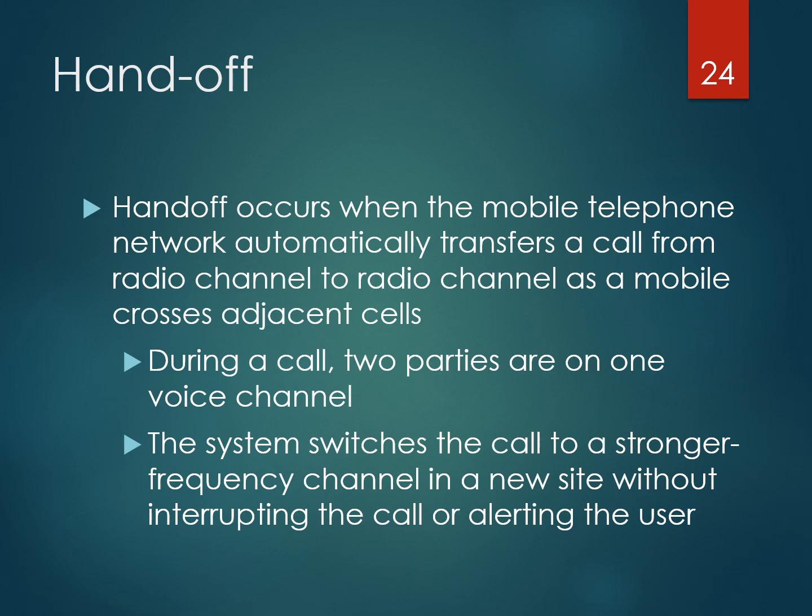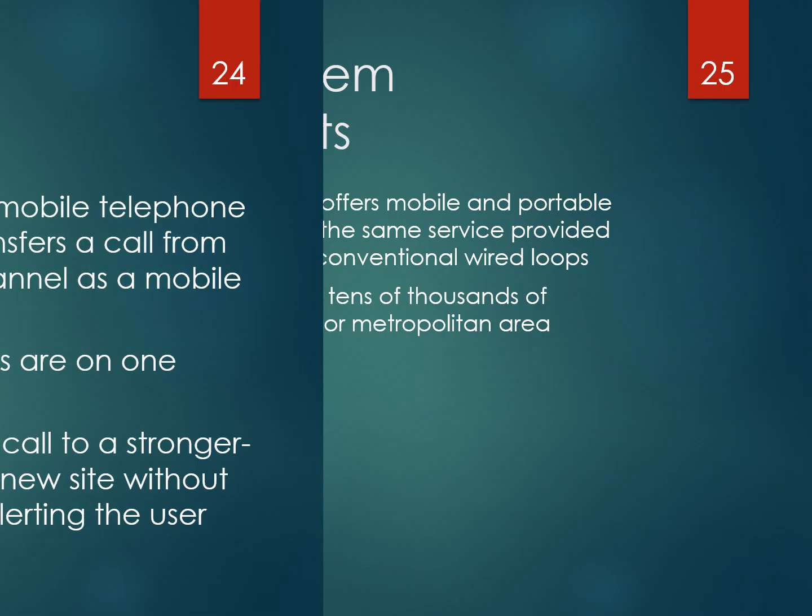So what is happening in the handoff? Handoff occurs when a mobile telephone network automatically transfers your call from one radio channel to another as a mobile crosses adjacent cells. During a call, two parties are on one voice channel. The system switches the call to the strongest frequency channel in a new site without interrupting the call or alerting the user. That strategy we are calling the handoff strategy.